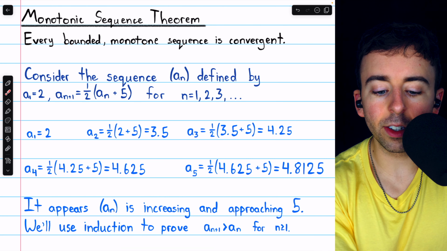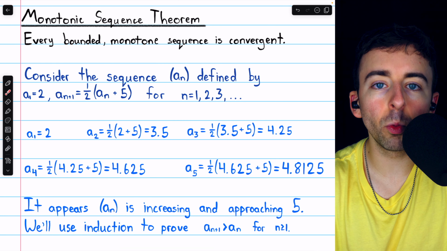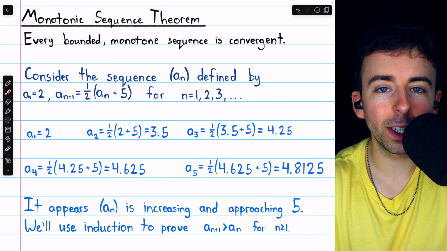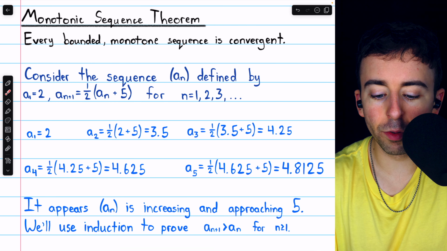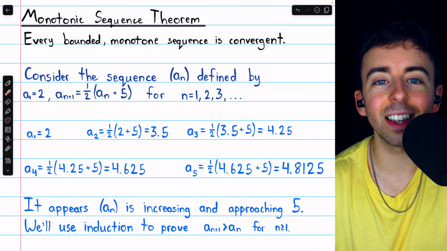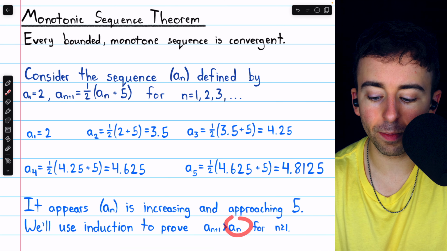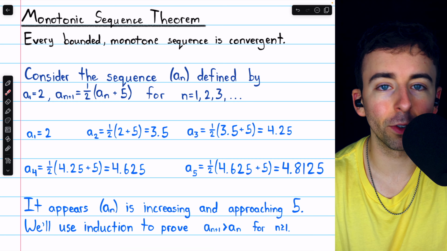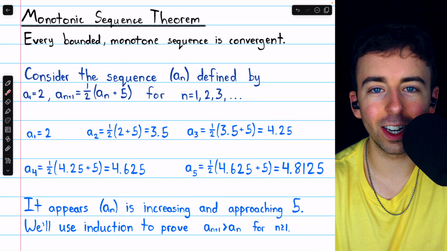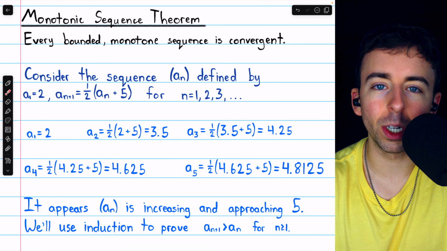So we may think to use the monotonic sequence theorem, but to apply this theorem, we must prove that our sequence is both monotone and bounded. Let's start by proving that the sequence is monotone. We're going to prove specifically that it's increasing, that each a_(n+1) is greater than a_n. Each term is greater than the preceding term, and we'll do this using mathematical induction. Link in the description to my lesson introducing this method of proof if you need to review.